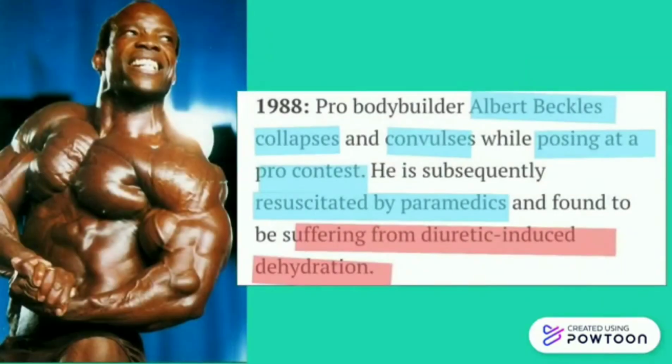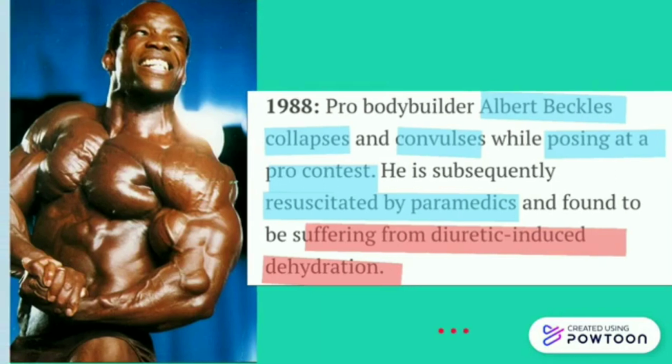In 1988, pro bodybuilder Albert Beckles collapsed and convulsed while posing at a pro contest. He was subsequently resuscitated by paramedics and found to be suffering from diuretic-induced dehydration.